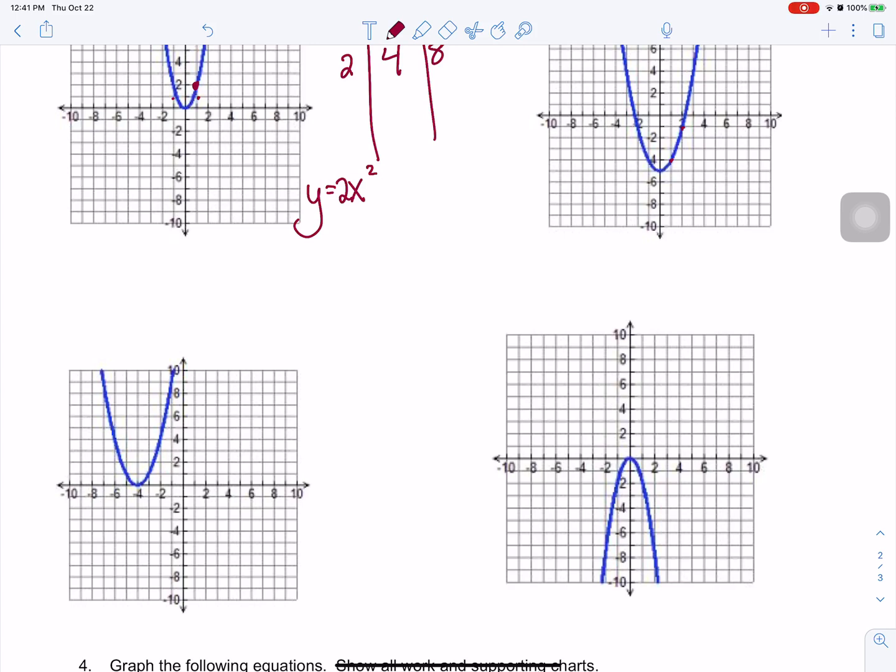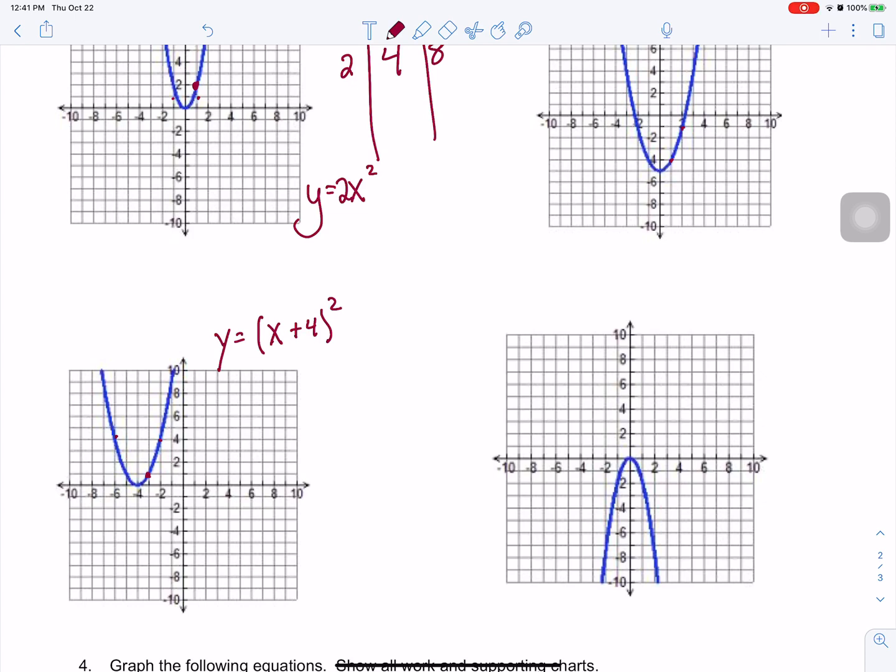The next one, it's moved to the left 4. I can obviously see that. If I do my out 1, up 1, or out 2, up 4, it's on my grids. So I don't have to worry about those. It's not flipped. But in my parentheses, it's going to be x plus 4 squared.